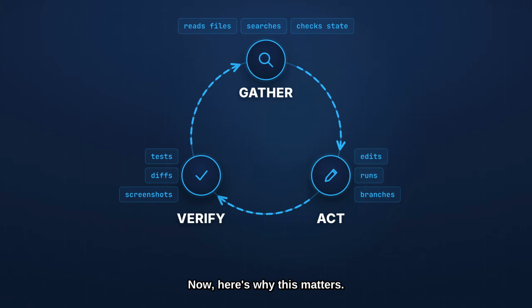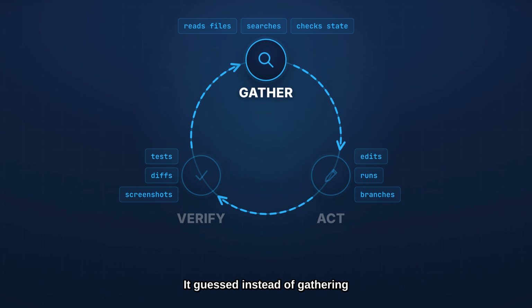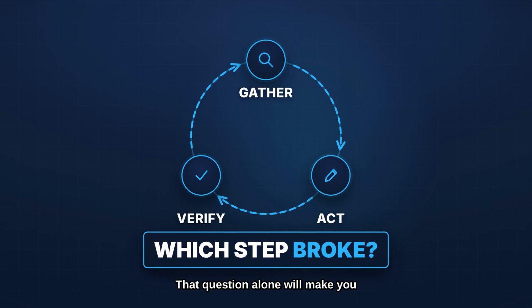Now, here's why this matters. When Claude Code screws up, it's almost always because one of these 3 steps was starved. It guessed instead of gathering. It acted with no way to verify. So instead of just retyping your prompt and hoping, you ask one question: which step broke? That question alone will make you dramatically better at this. If that's all you take from this video, you're already ahead of most people.